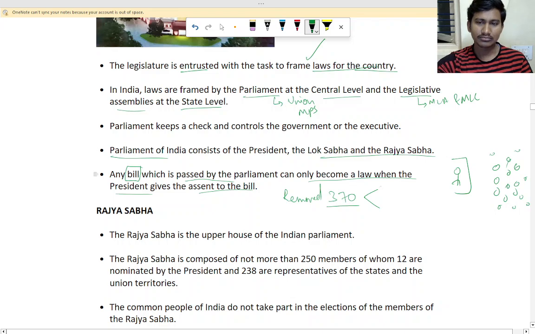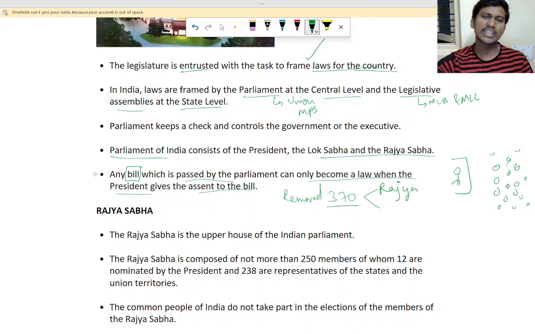Then what topic will they give a bill on? Any topic. If you want to make a new law, you give the topic. Now they removed Article 370. It was about Jammu and Kashmir's special status. So they thought that this is to be removed, and then they put that bill. Then everyone agreed, and it was passed in Rajya Sabha and Lok Sabha. Then it became law. So they removed it, like that. Understood?